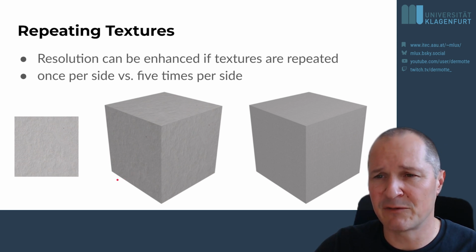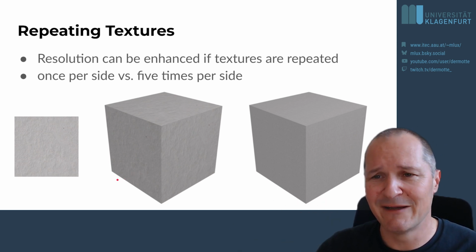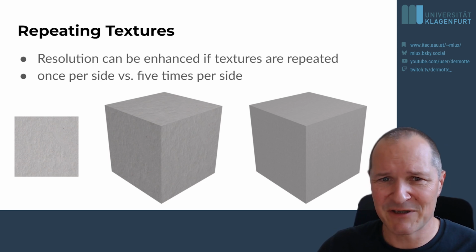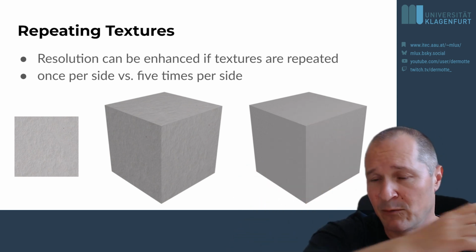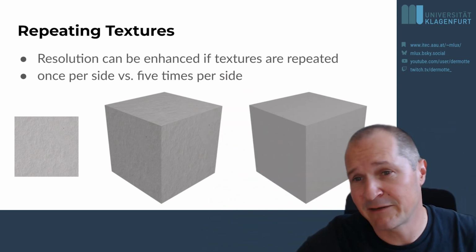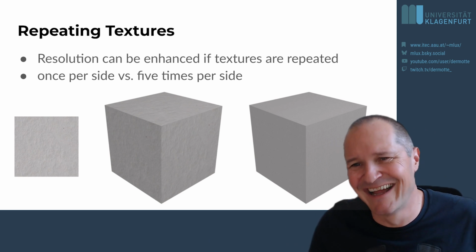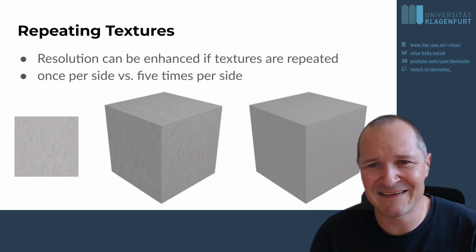Repeating textures: very often the texture is smaller than the actual object, and then you can repeat it. For instance, if you have a square texture and you have a die with 6 sides, then you can put it on each of the sides.